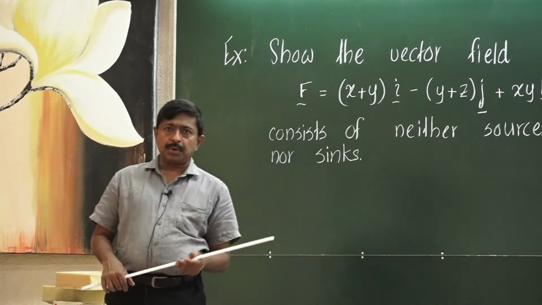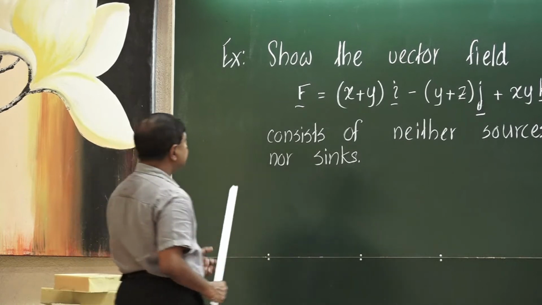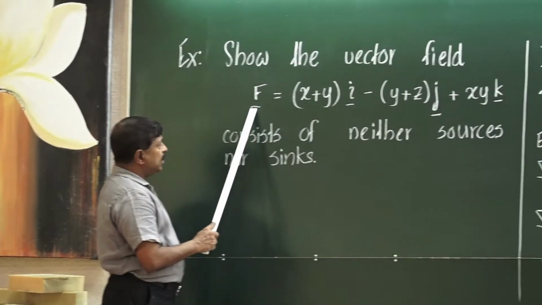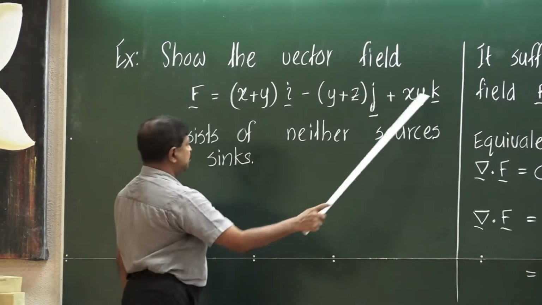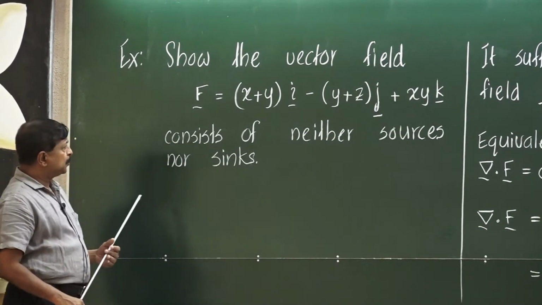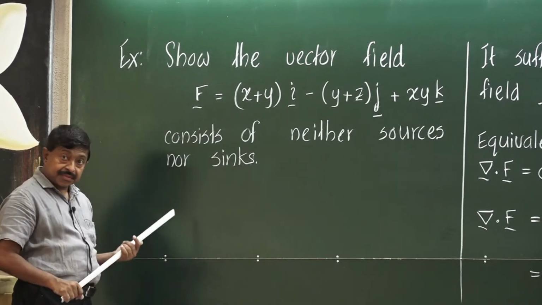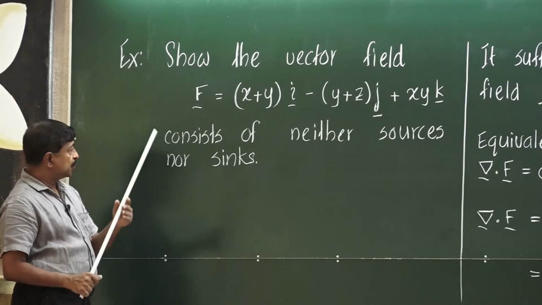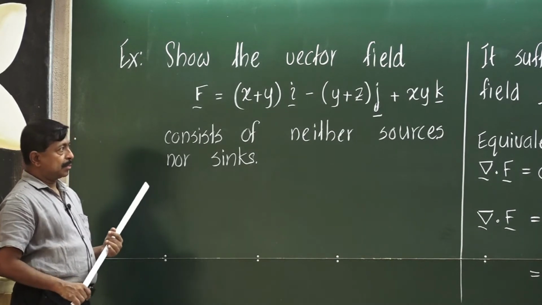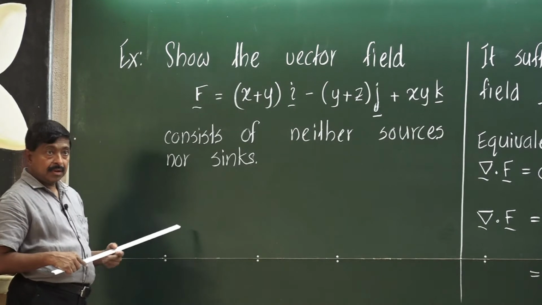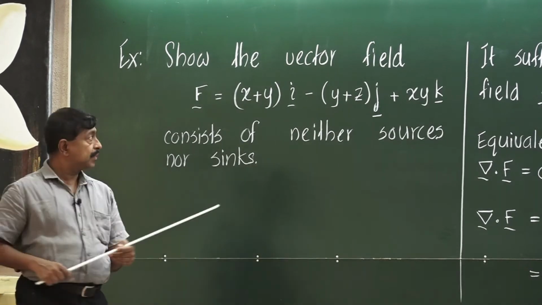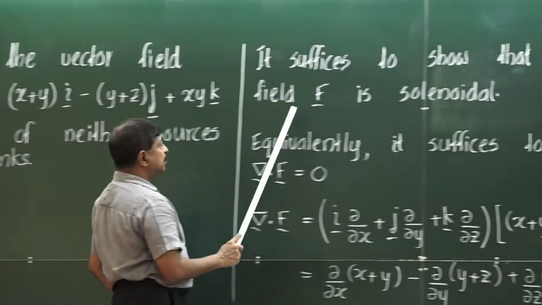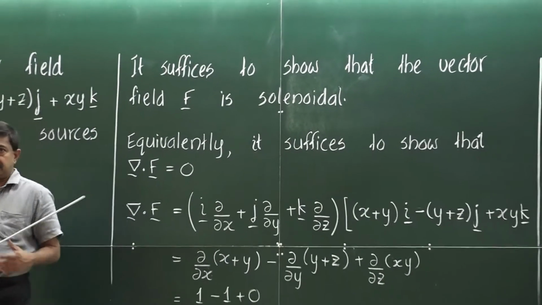We will look into two problems in this video. Let the vector field f be given by this one. We need to show that it consists of neither sources nor sinks. That means we have to show that it is solenoidal. So, it suffices to show that the vector field f is solenoidal.